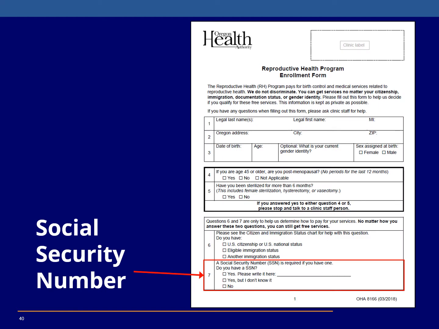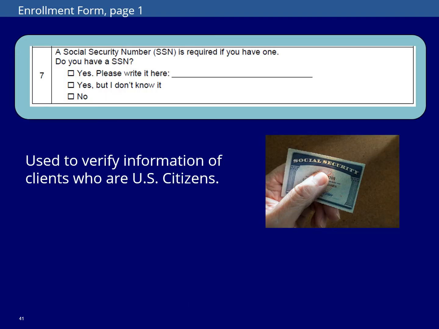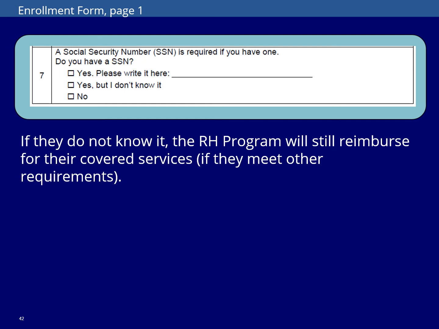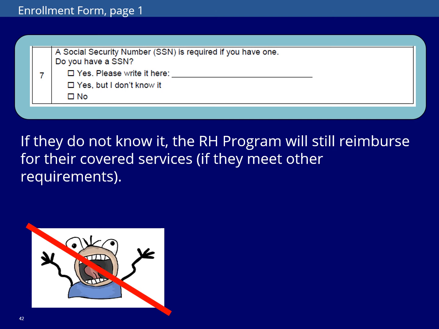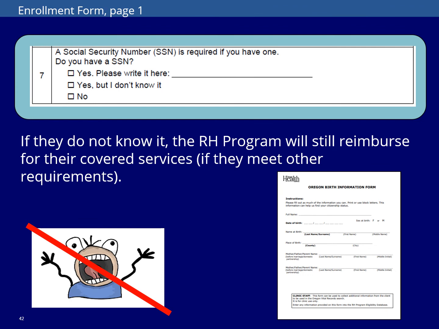Next, we ask for the client's Social Security number. This is another piece of information we use to verify clients' income and U.S. citizenship. If a client who marked U.S. citizen does not know their SSN, don't panic. We will still reimburse for their services. Just ask them to call with their SSN when they can. And if they were born in Oregon, encourage them to complete the Oregon Birth Information Form found in our Tools table on the Client Enrollment webpage so that state staff can verify their citizenship using the Oregon Birth Record Database.